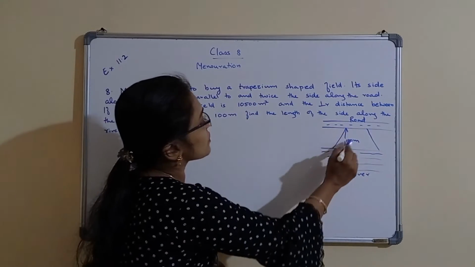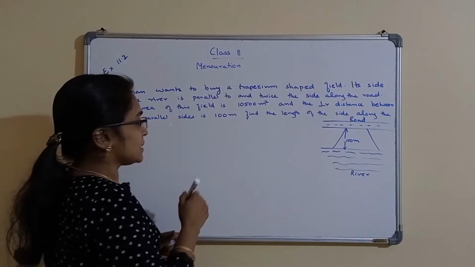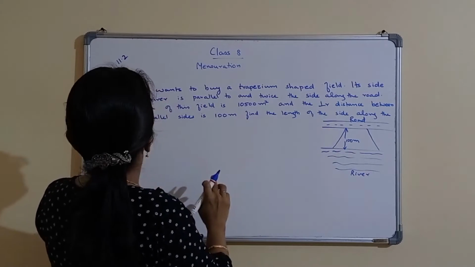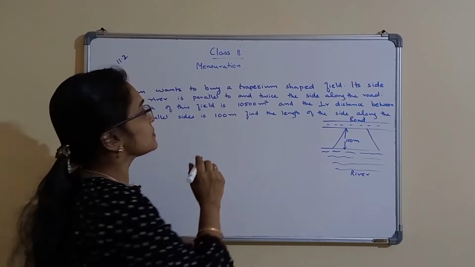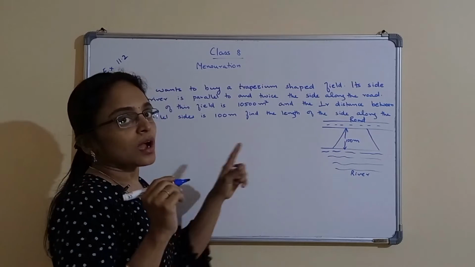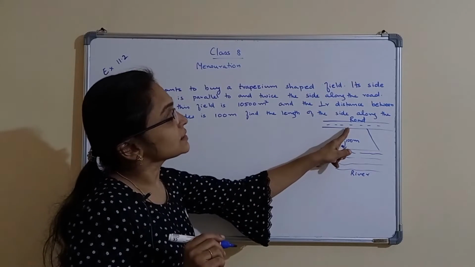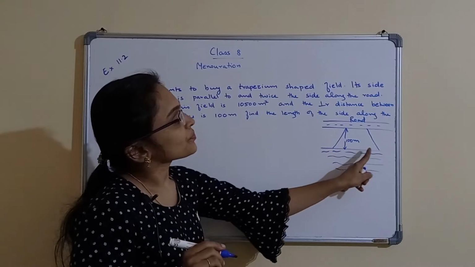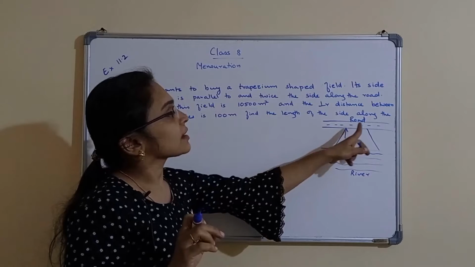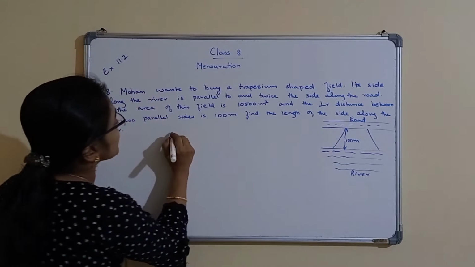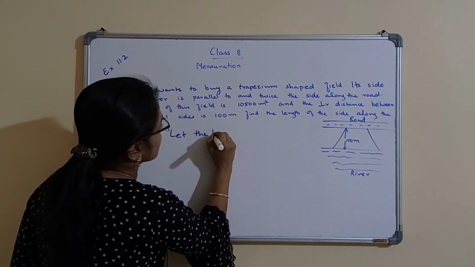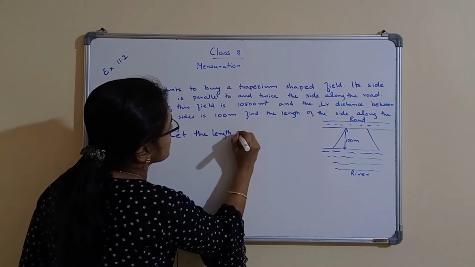We have to find the length along the river. Okay. So this is a trapezium. And area of the trapezium. We want to find the length of the side along the river. Area of the trapezium is given 10500 and this height is given 100 meter. And given that this length along the river is twice the length along the road. Okay, so let us take the length along the road as x. Let the length along the road be x.